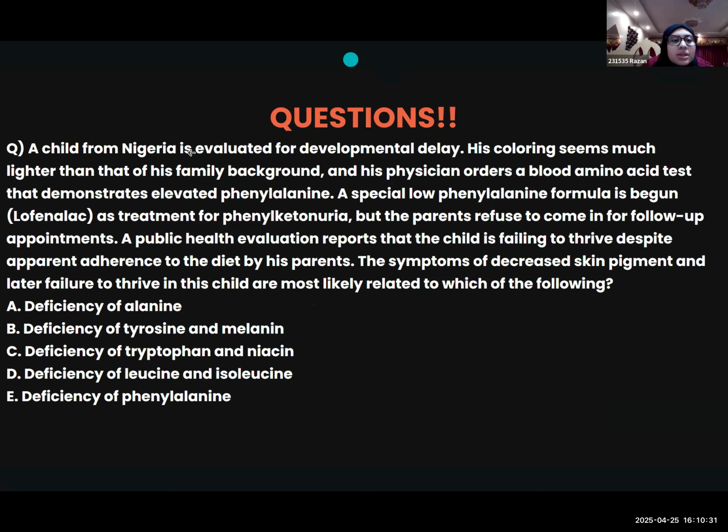Here, they say that this patient, a child from Nigeria, is evaluated for developmental delay. His coloring seemed much lighter than that of his family background, and his physician orders a blood amino acid test that demonstrates elevated phenylalanine. From this part of the question, you can see that you have a decrease in... Okay, someone answered B. Yeah, deficiency of tyrosine and melanin.